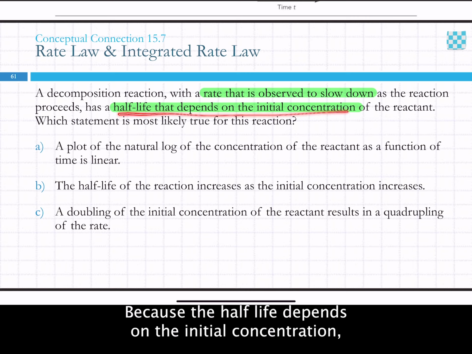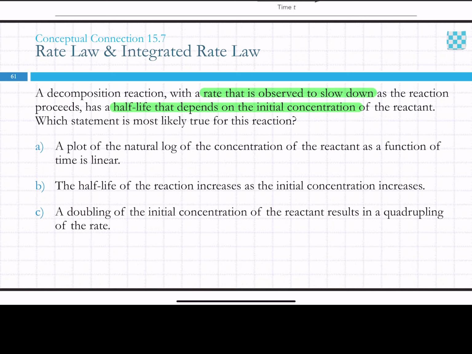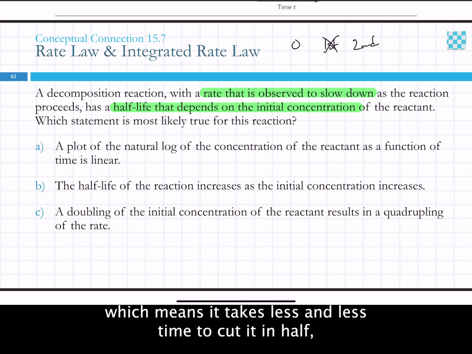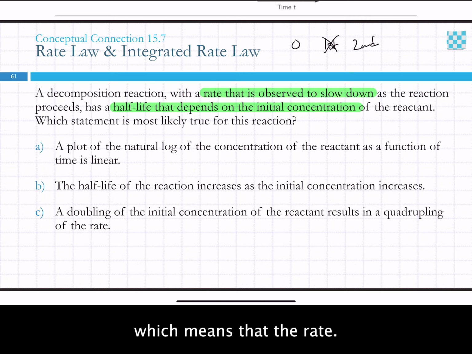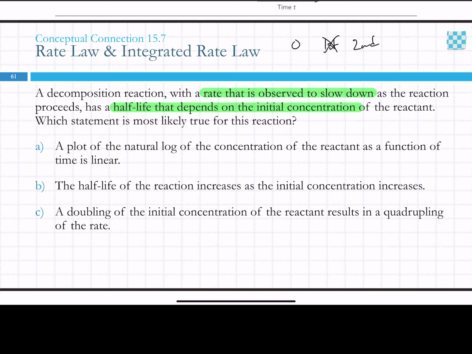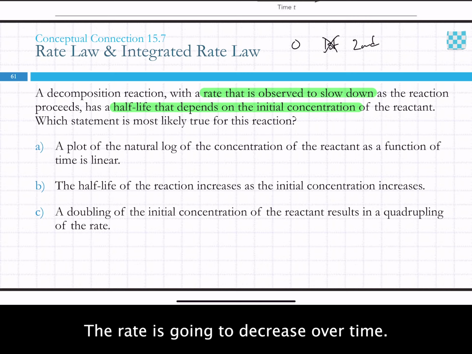Because the half-life depends on the initial concentration, we know that it's not first order. So 0, first, second. No, it's not first order. For zero order reactions, as time goes on, the half-life is going to get shorter and shorter, which means it takes less and less time to cut it in half. I guess also for zero order, the half-lives decrease, the rate stays the same. For second order, the half-lives get longer, the rate's going to decrease over time.